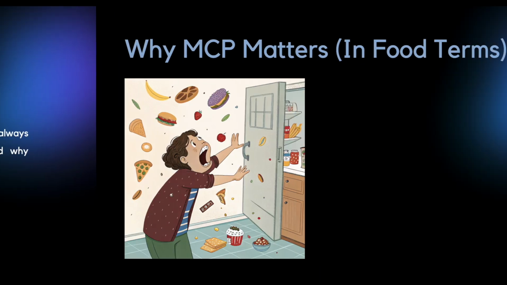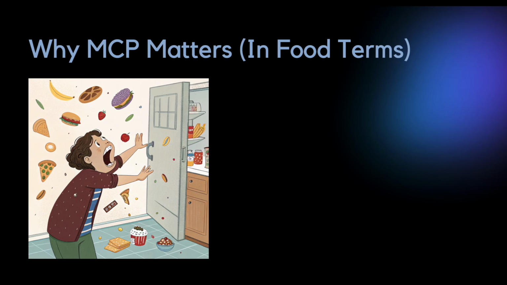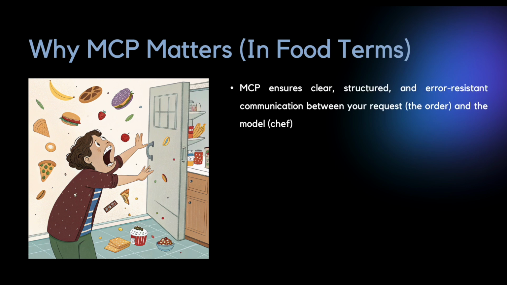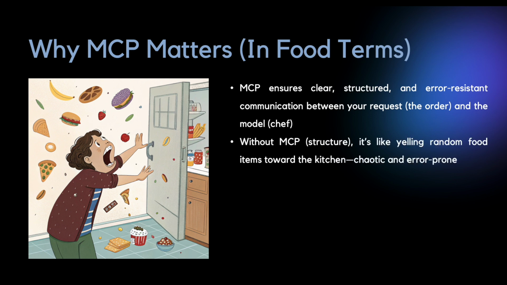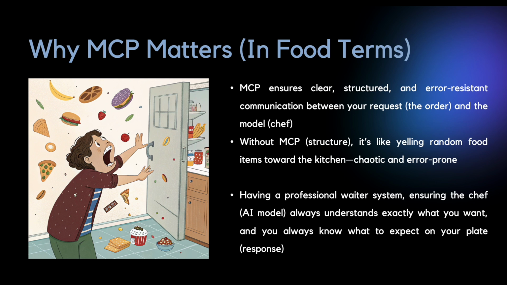Now that brings us to the point why MCP matters, and I'm going to try to explain this in food terms. MCP ensures clear, structured, and error resistant communication between your request, which is the order, and the model, which is the chef. Now, without MCP, which is the structure, it's like yelling random food items towards the kitchen, which is chaotic and error prone. Using MCP is like having a professional waiter system ensuring the chef, which is the AI model, always understands exactly what you want and you always know what to expect on your plate, which is the response. So now enjoy your MCP meal.